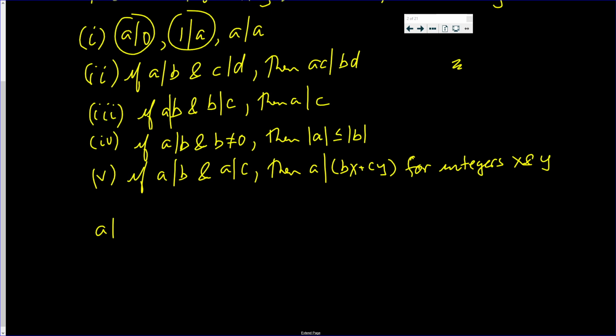Well, if a divides 0, that means 0 is some integer multiple of a. And yeah, it's 0 times a. It is true. And 1 divides a implies that a is some integer multiple of 1. The answer is sure it is. It's a times 1. So yes, a does divide 0 and 1 does divide a.